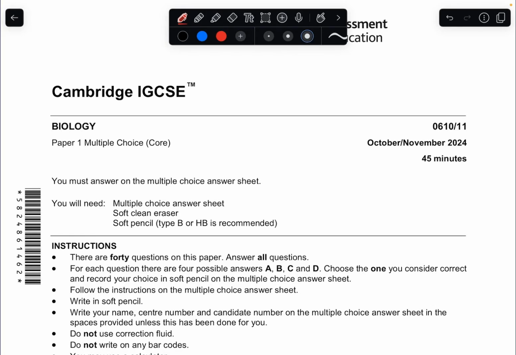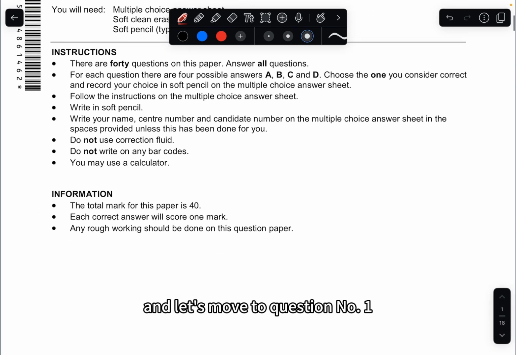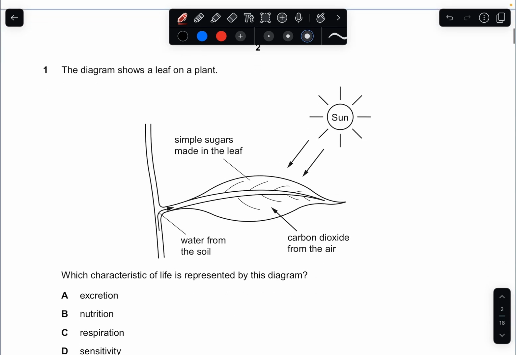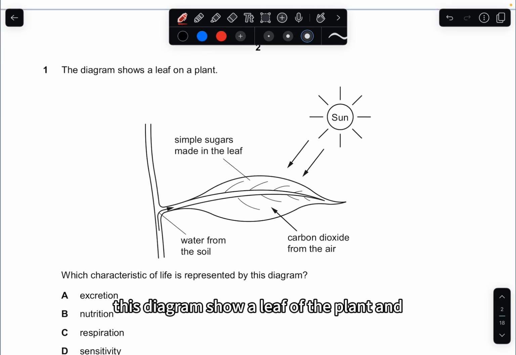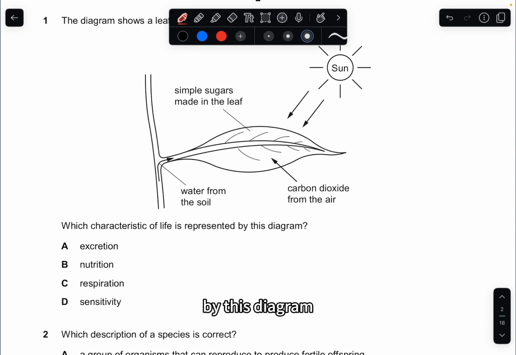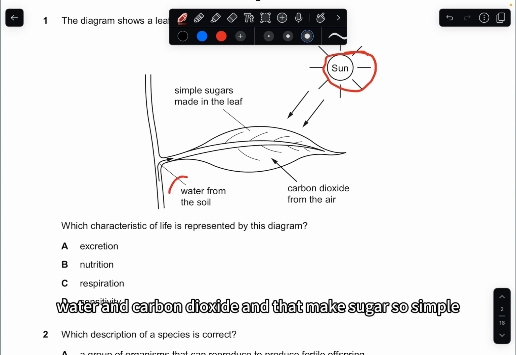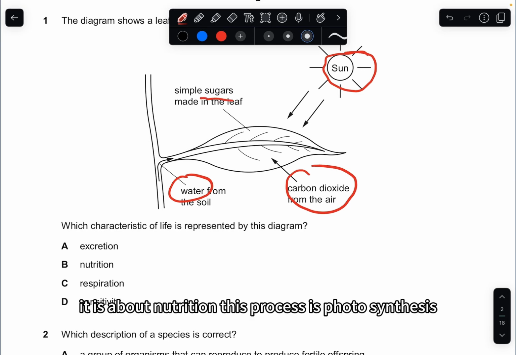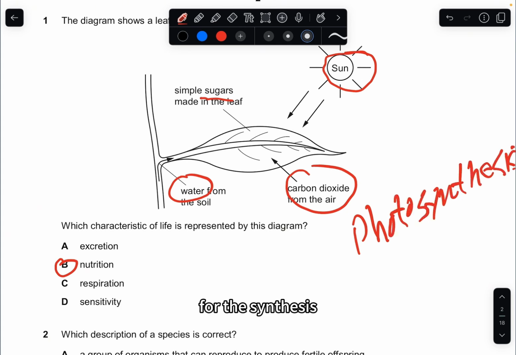Okay, everyone. Today we're gonna discuss this Cambridge IGCSE exam biology multiple choice paper one, and let's move to question number one. This diagram shows a leaf of the plant, and the question is which characteristic of life is represented by this diagram. As you can see, there is a sun and water and carbon dioxide, and that make sugar. So simple, it is about nutrition because this process is photosynthesis.